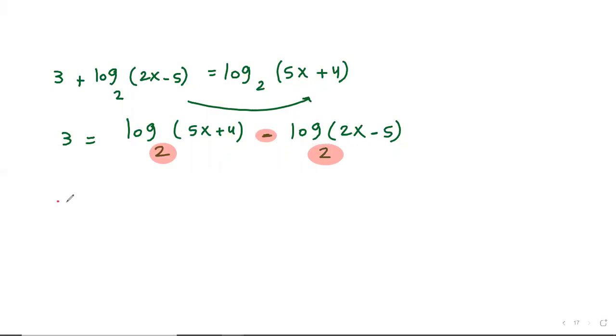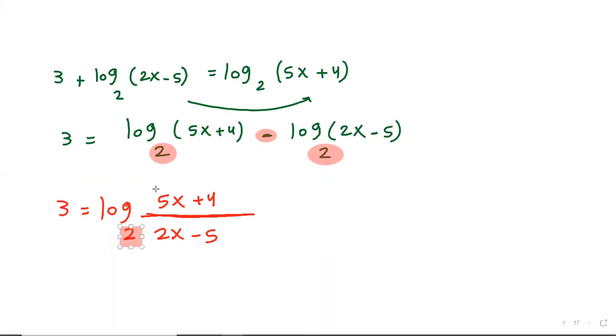So we can write them as 3 equals log in the base 2, and we are going to divide the two expressions: 5x plus 4 divided by 2x minus 5. Then we will use the first rule we have studied. This is the base, and this is the number, which is 5x plus 4 over 2x minus 5. And this is the power. And 2 is the base.